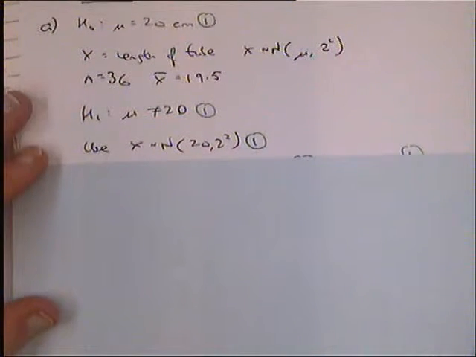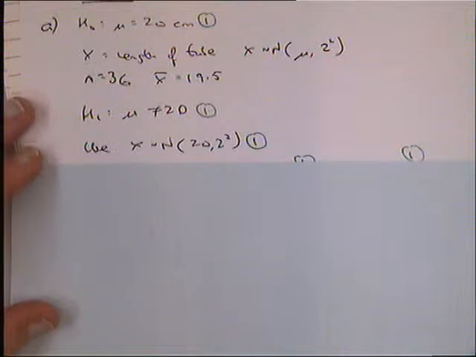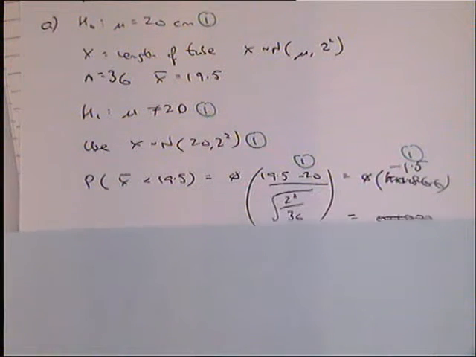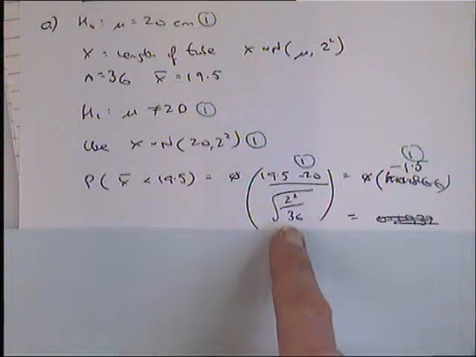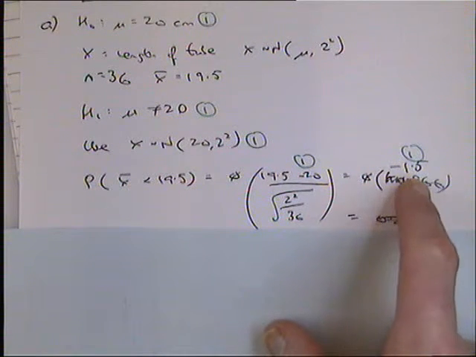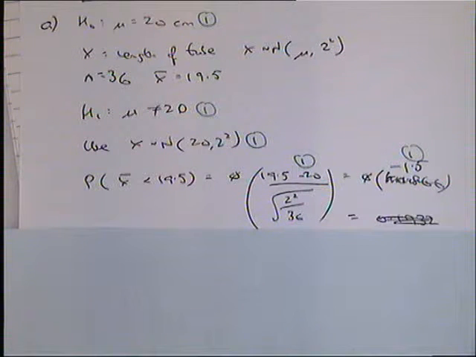Stating the distribution. Now, if that's implied somewhere else in the question, you can have it, but I really do recommend that you do state the distributions you're using in each question. So I gave a mark for that. Here's the probability calculation. The x minus mu over the square root of sigma squared over n. So a method mark for the calculation and a mark for getting out that value of minus 1.5.